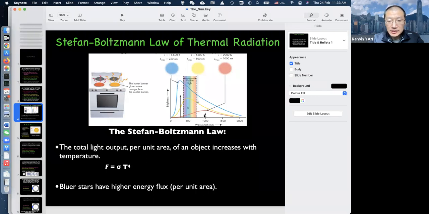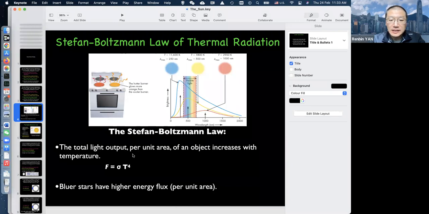So the peak changes with temperature inversely, but the amount of output, the intensity of the light, also changes with temperature. You may notice that in these three curves, the hot star's curve is above the yellow star curve at all the wavelengths, right? Even if you compare them at a fixed wavelength, the blue curve is always above the yellow curve, and the yellow curve is above the red curve. What this means is that the intensity of the light also changes with temperature. And that is what the Stefan-Boltzmann law says.